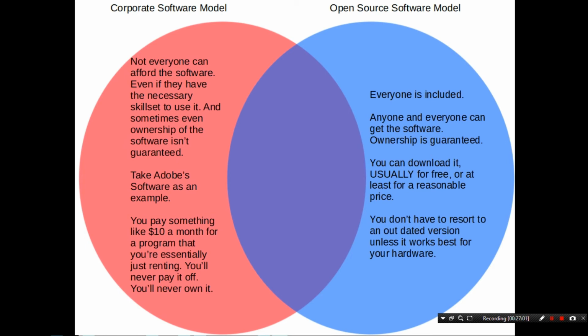Ownership is not necessarily guaranteed with the corporate software model, and I'll get into this sort of topic again a little bit in this video and delve a little bit deeper. So with the open source software model, everyone is included. Anyone and everyone can get the software. Ownership is guaranteed. Once you download it, it's on your computer, and you're not going to get bothered every 2 seconds saying, "Hey, you need to pay your $20 for the month."